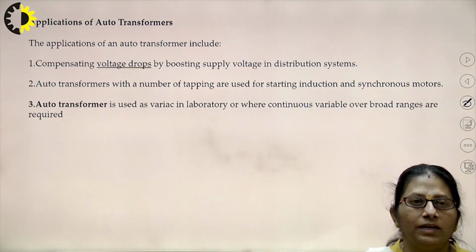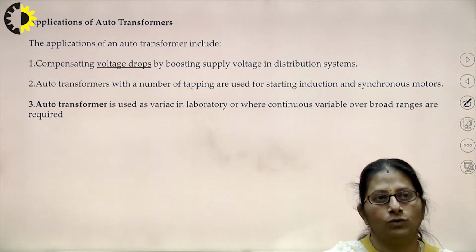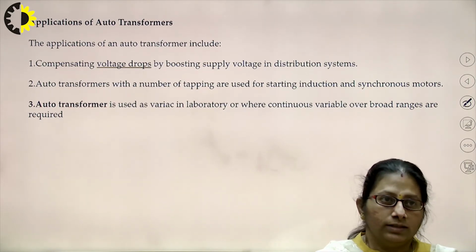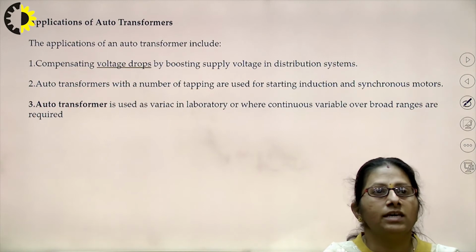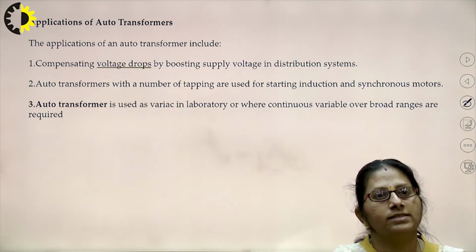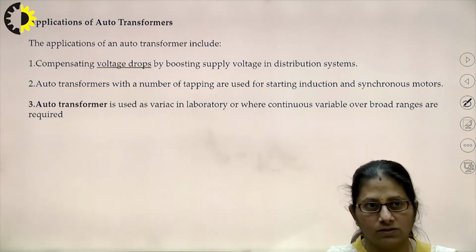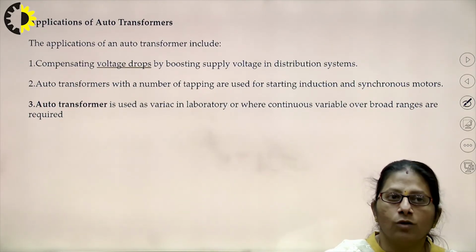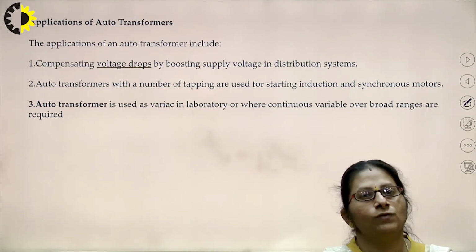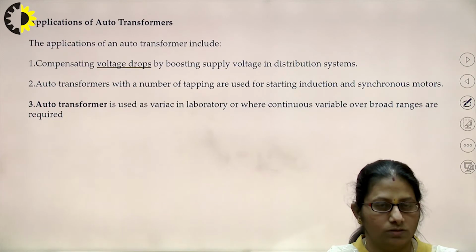Going for the applications, right, what are the applications of auto transformer? Now it can be used to compensate voltage drops by boosting the supply voltage in the distribution systems, right. Auto transformers with a number of tappings are used for starting induction and synchronous motors, right.